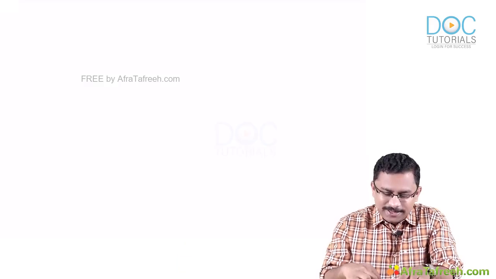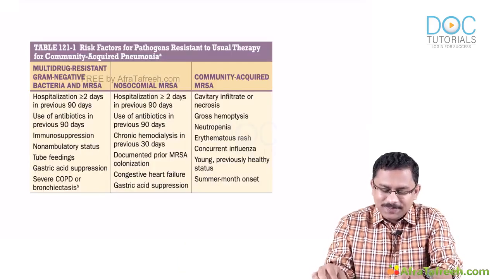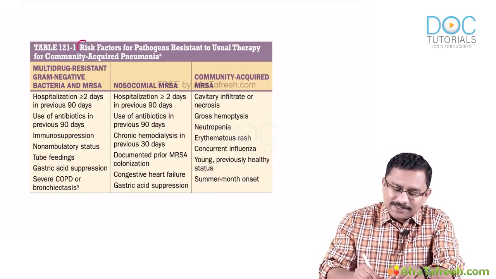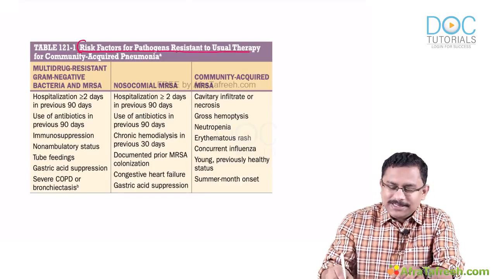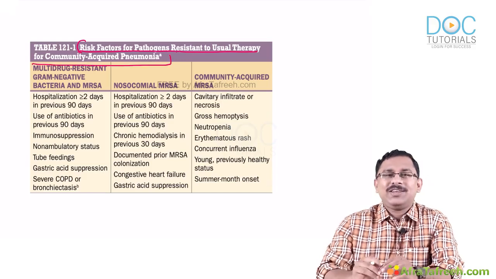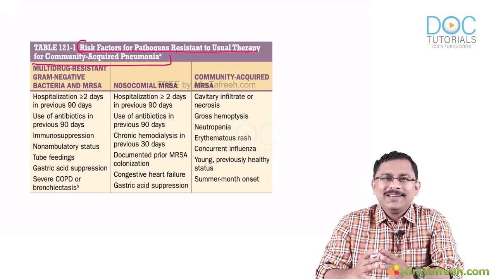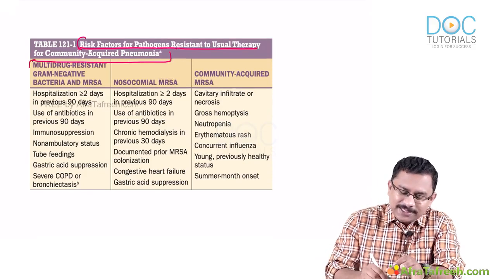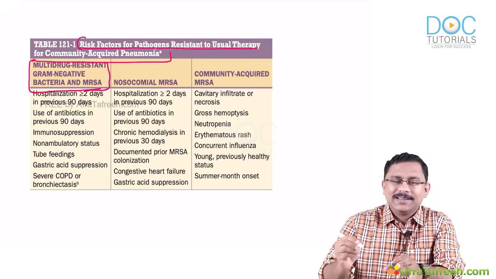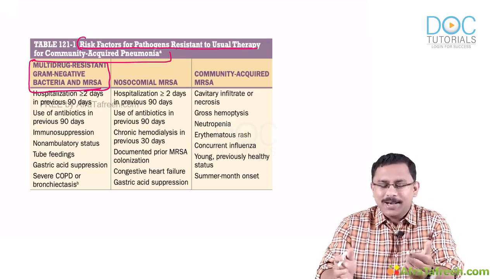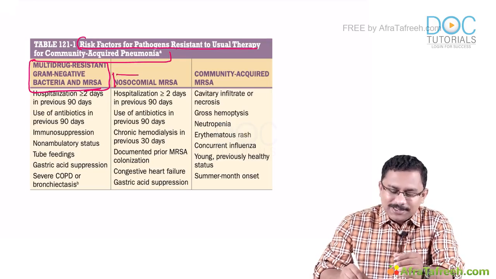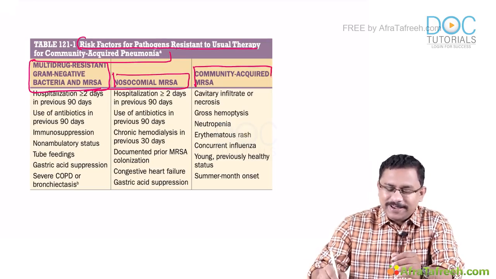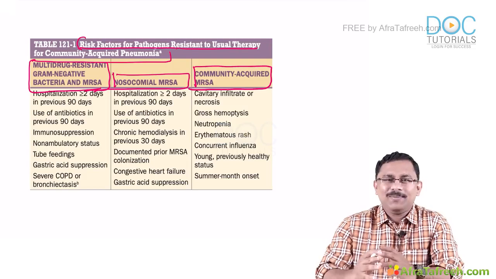So again, I take your attention to a table in Harrison. This is the table that shows the risk factors for pathogens resistant to the usual therapy for community acquired pneumonia. So what are those risk factors? You have certain risk factors for multi-drug resistant gram-negative bacteria and MRSA. You have certain risk factors for nosocomial MRSA, and you have some risk factors for community acquired MRSA.